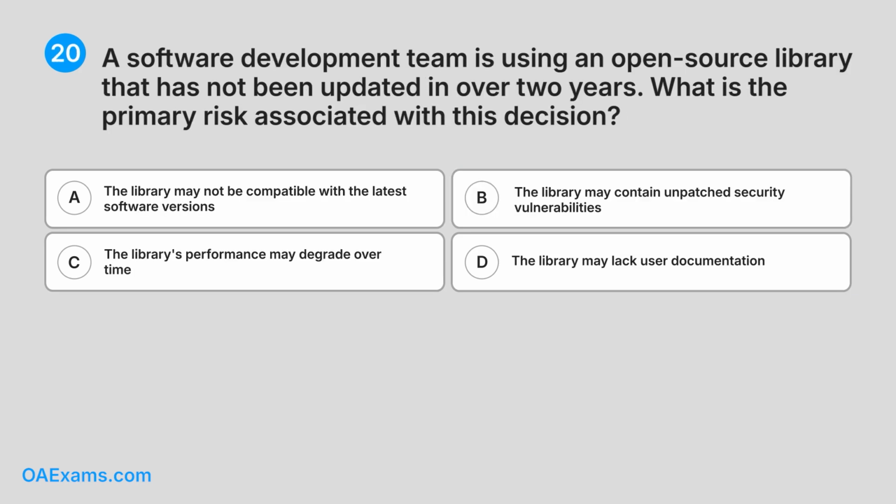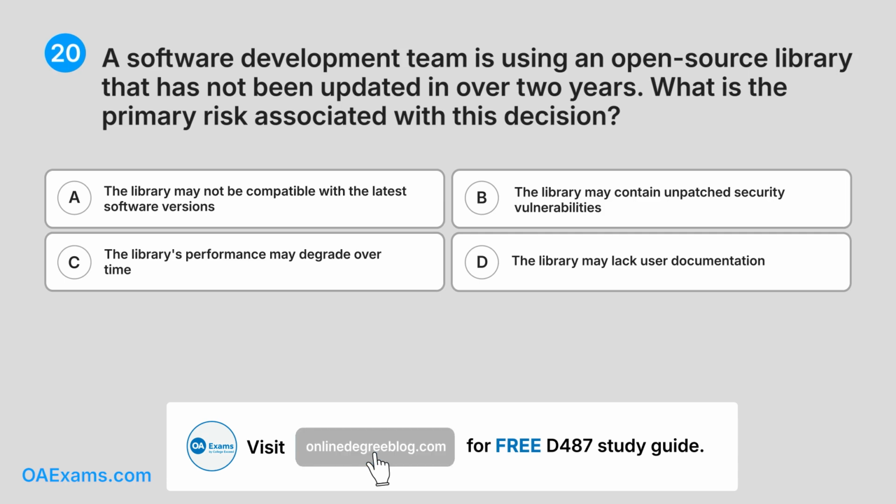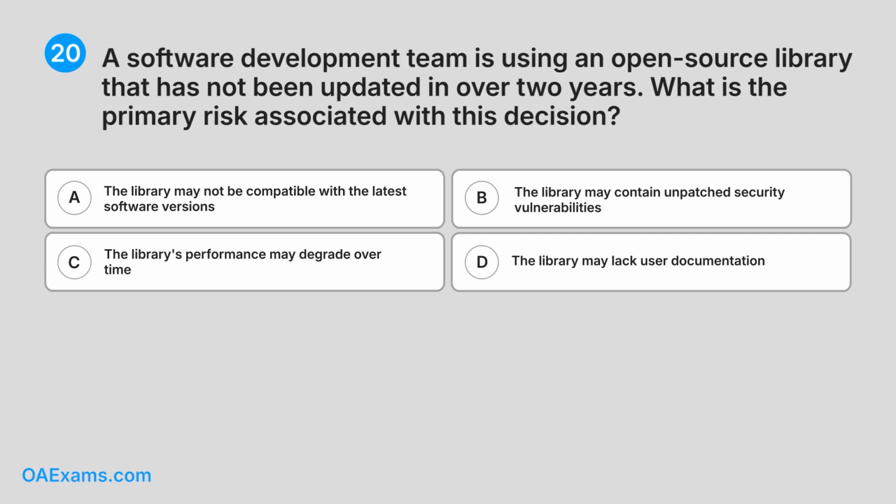20. A software development team is using an open-source library that has not been updated in over 2 years. What is the primary risk associated with this decision? A. The library may not be compatible with the latest software versions. B. The library may contain unpatched security vulnerabilities. C. The library's performance may degrade over time. D. The library may lack user documentation. Can you guess the answer?